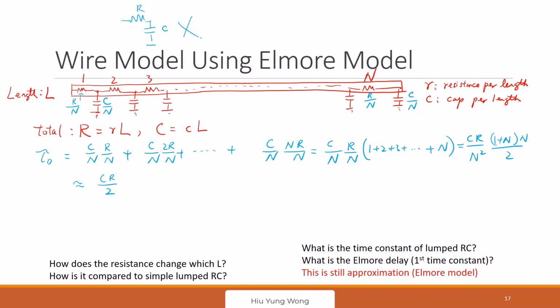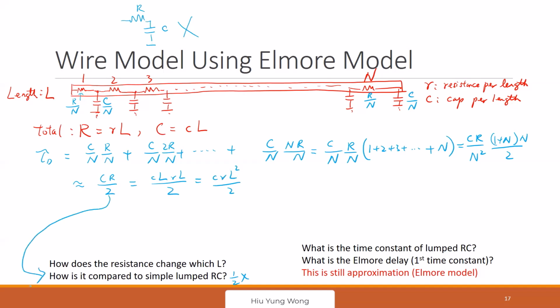Indeed, compared to the simple lump, it is only half of the delay, RC divided by 2. That's the first thing. Second thing is, as a designer, you don't care about the absolute length. Or you care, but as a technology, you care about the capacitance and resistance per unit length. I just say the capacitance is small c times L, and small r times L for the resistance. It's just crL squared divided by 2.